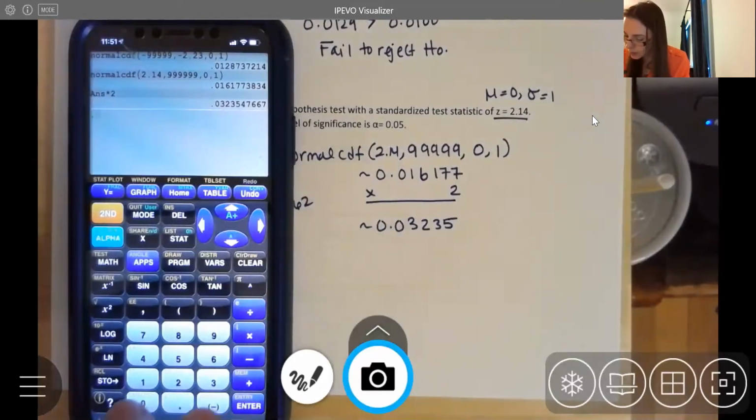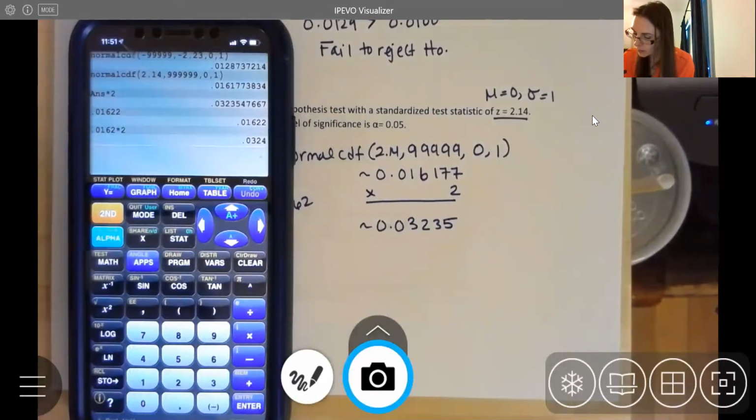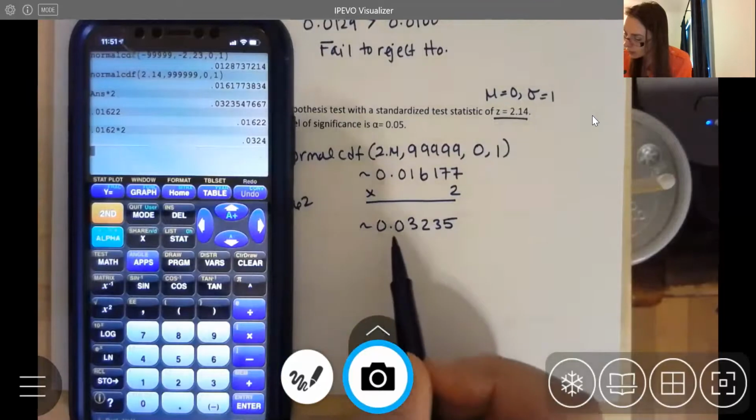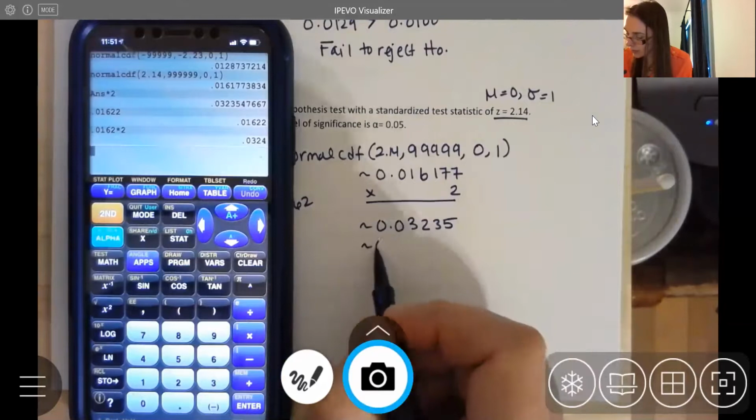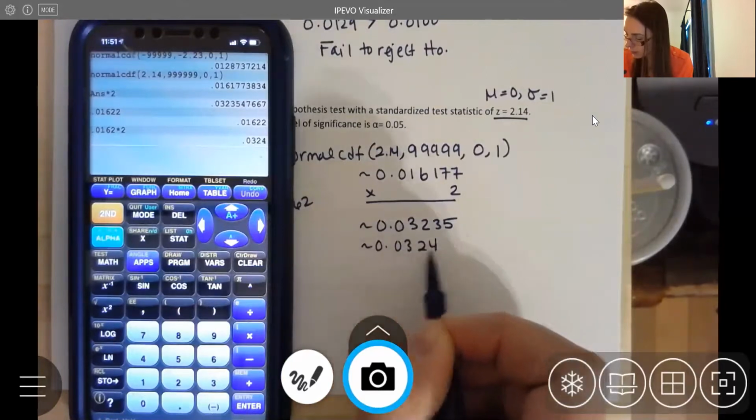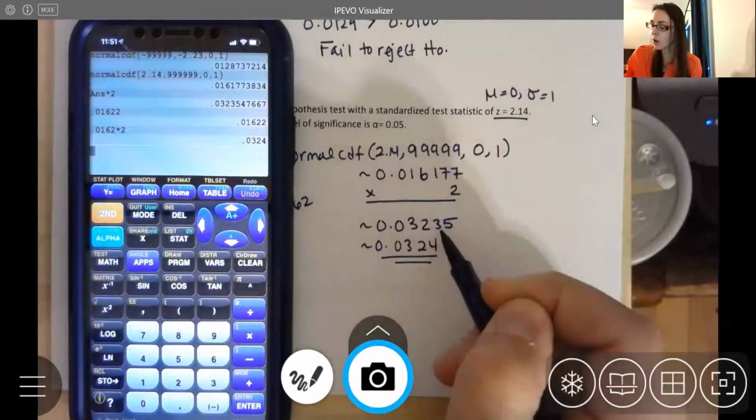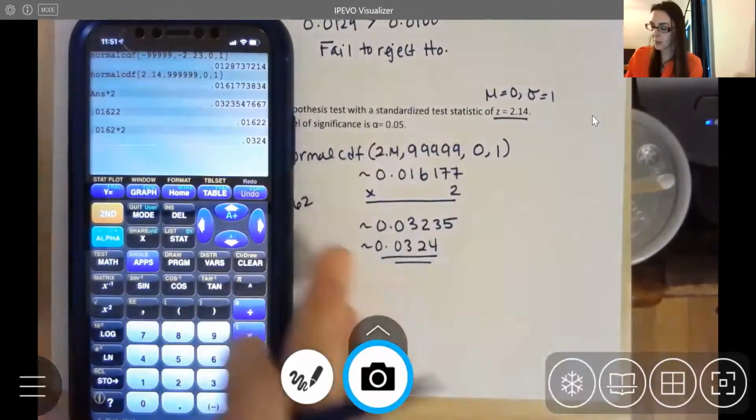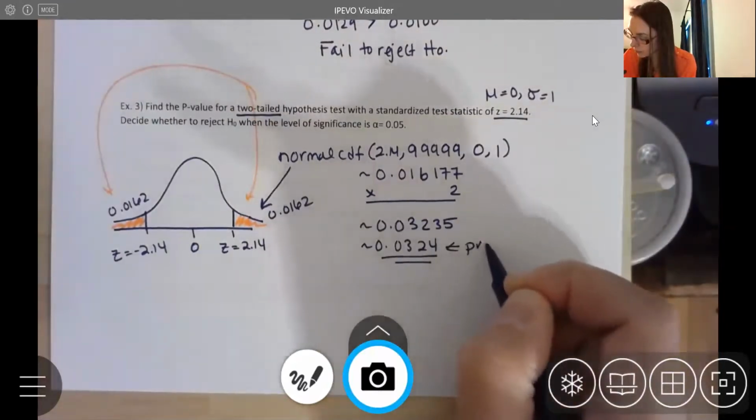Now, in your book, they're using the table here. So they're using 0.0162. So they're using 0.0324 for their value here. So I can round that way too, actually, if I round to 4 decimal places. So you may have, again, just some slight variations with technology and the table, but you should be very, very close. So if I round this to 4 decimal places, I do get the same answer as the table in the back of the book here. So this is our p-value.